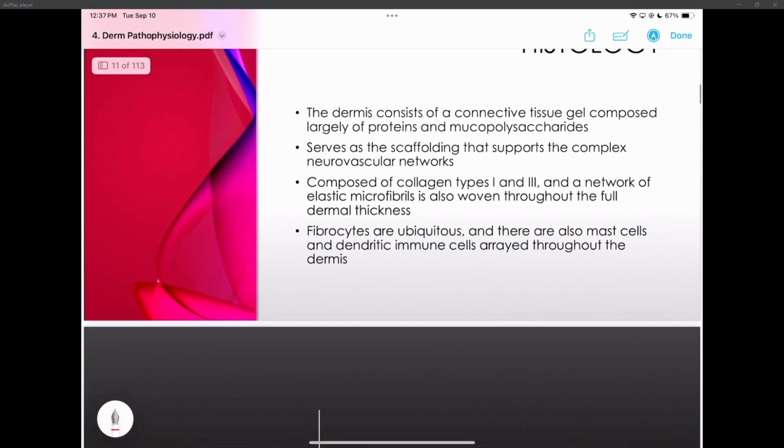Okay, dermis, connective tissue of tissue gel, a lot of proteins, mucopolysaccharides. It serves as the scaffolding, so it's a support structure. The dermis provides the support for all those neurovascular networks. Has collagen, elastins there, all throughout the dermal layer. As we get older, the elastic properties go away, and that's why the skin gets saggy, stretchy, wrinkles, because the dermal layer, the scaffolding, the collagen, goes away with aging and the wrinkles start.